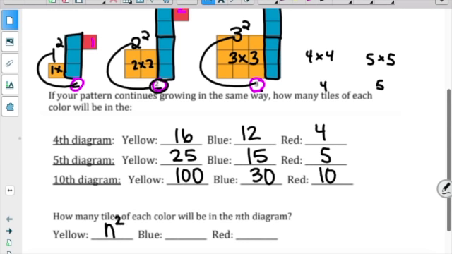For the blue, it's in groups of 3. So for the first diagram, it was 1 group of 3. For the second diagram, it was 2 groups of 3. So we're going to take the number 3 and multiply it by the diagram. And the last one is equal to the diagram number. So in the first diagram, there was 1. In the second diagram, there was 2. So we would just say that the number of red squares is equal to n.